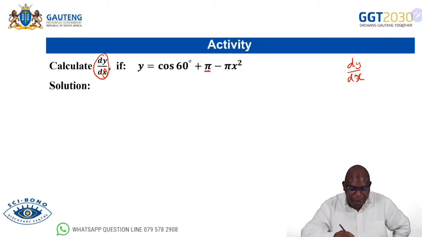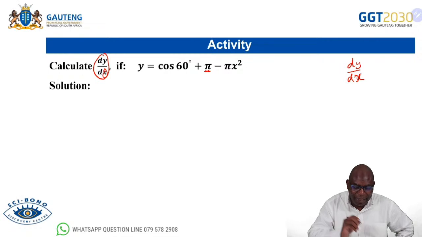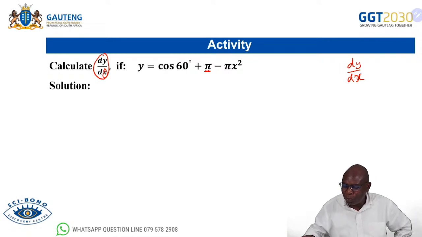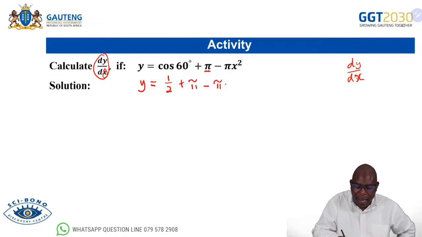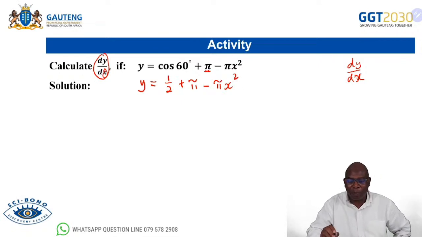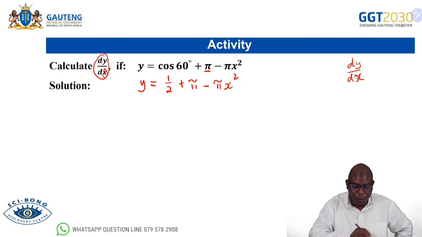Okay, so first of all, what should I do? I must get the cos of 60. If you go to your calculator and type cos of 60, you get a simple value, which is half. So in other words, this sum is supposed to be y is equal to a half plus pi minus pi x squared. So that is what I'm having here. Now I can differentiate, because now I can see I have my y value here and my x on that side.